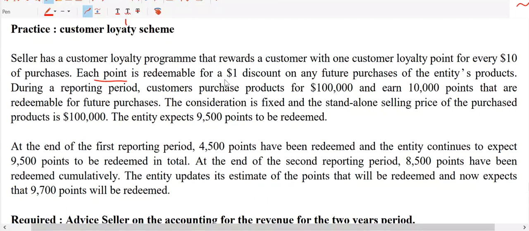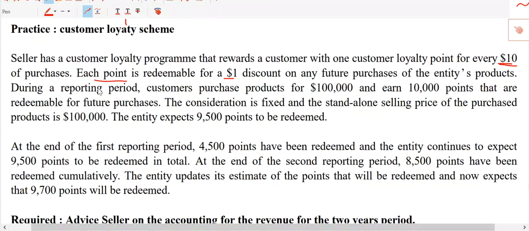From a practical point of view, this is a bit ridiculous, because the customer spends $10 and you give a $1 point, it's like a 10% discount. In real life, the customer will probably have to spend $100 or $1,000 before they get 1 point that can be redeemed for $1. But anyway, we're going to follow the question. Spend $10, get 1 point, and 1 point is worth $1.